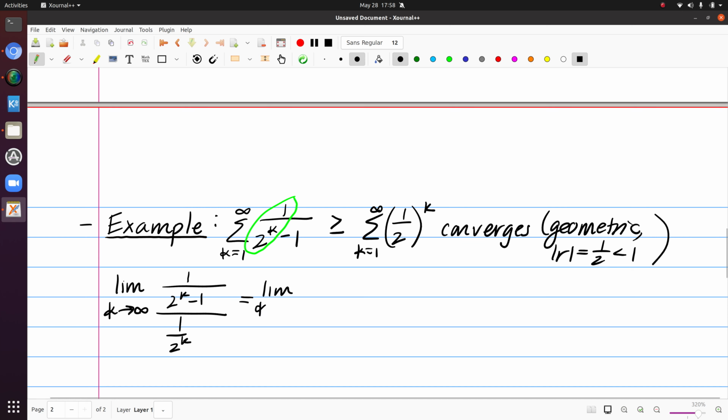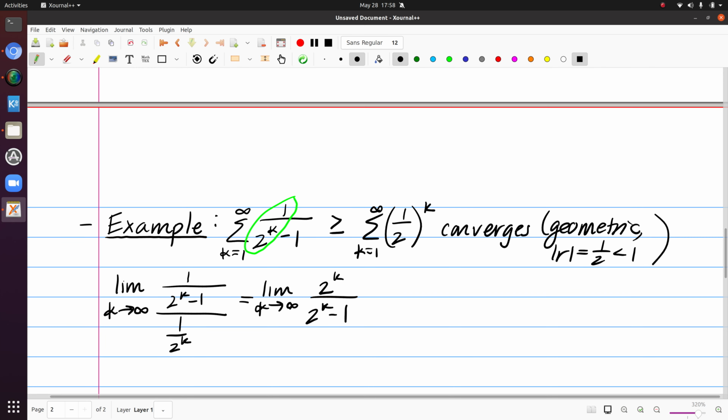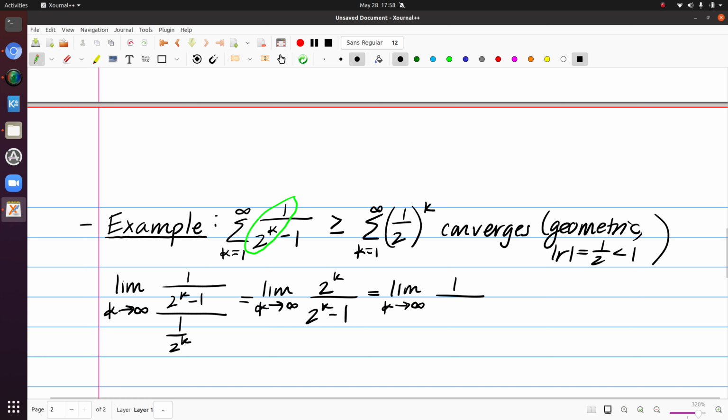And again, this division can be represented as multiplying by the reciprocal, where I end up with 2 to the k over 2 to the k minus 1. Now we could use L'Hopital's rule here, but perhaps it's simpler to just divide everything, top and bottom, by 2 to the k. The top becomes 1, and the bottom becomes 1 minus 1 over 2 to the k. But now it's a lot easier for me to see that this limit then overall approaches 1.